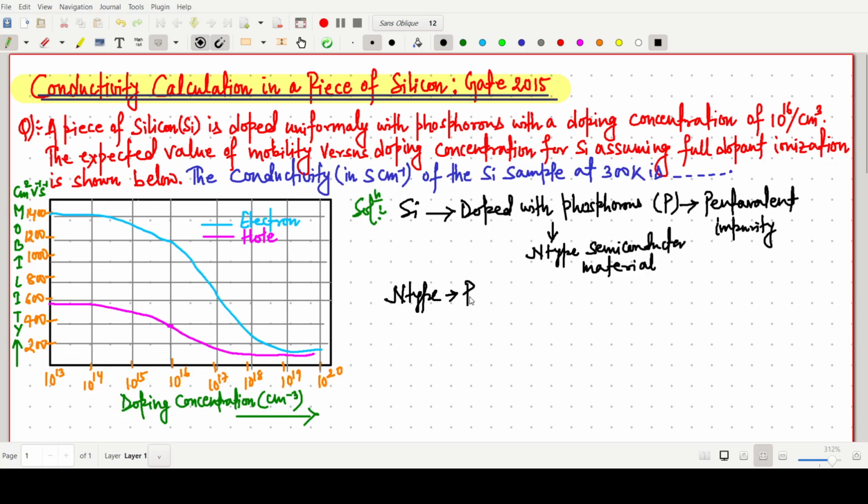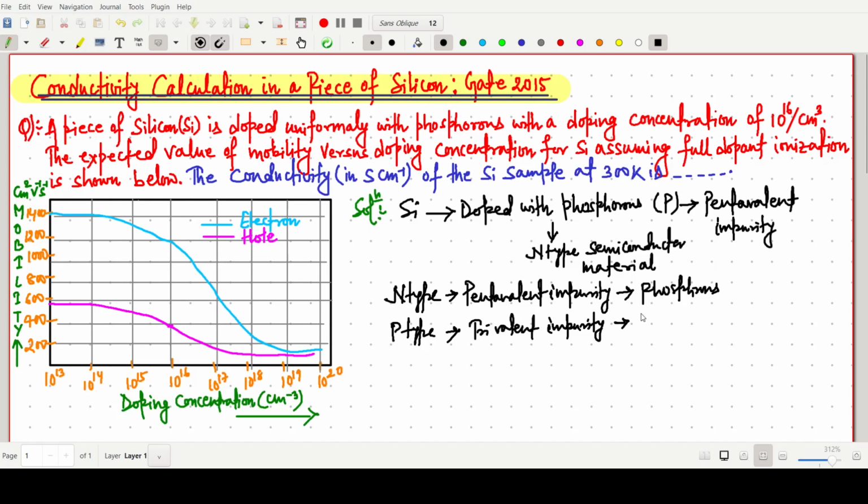So just think about N type: pentavalent impurity, and this one is our phosphorus. And if this one is our P type, our impurity will be trivalent impurity, which is our boron. So it is clearly mentioned that there is an N type material because phosphorus is there as the doping.